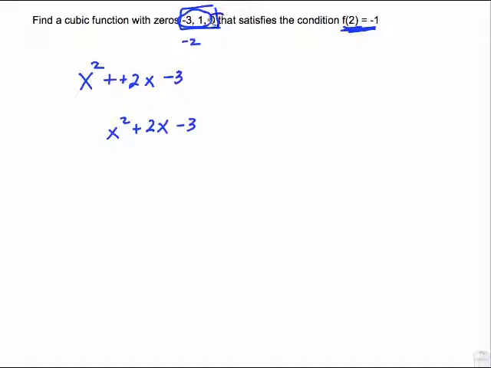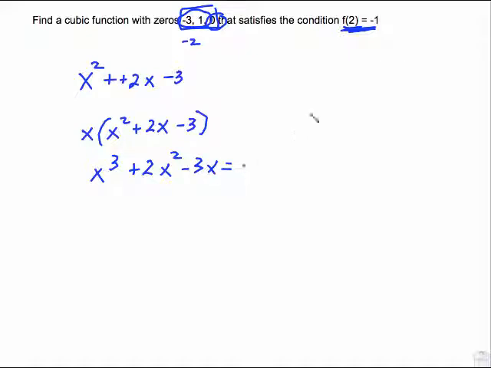But now I have to deal with this. If you have a 0 of 0, that means the factor would be x minus 0, which is really just a plain old x. So distribute the x through there. It's x cubed plus 2x squared minus 3x.